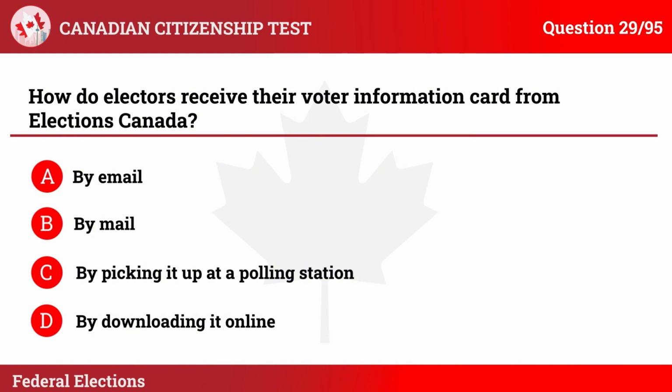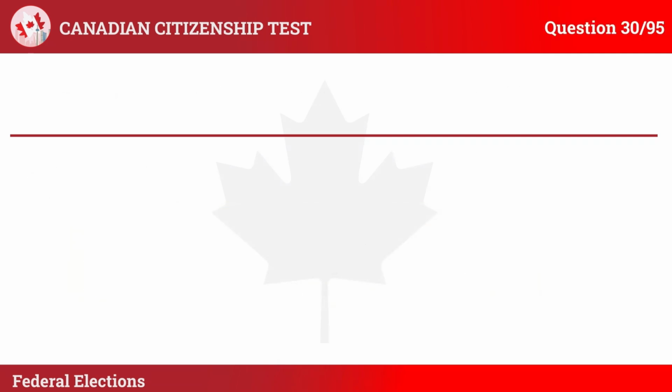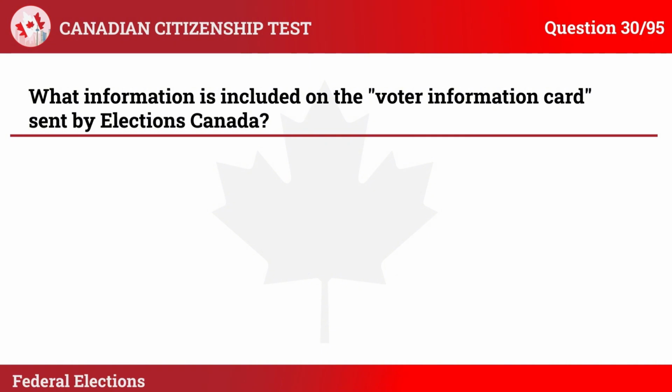The correct answer is B. By mail. Explanation: Electors receive their voter information card from Elections Canada by mail, ensuring all registered voters have their voting information. Question 30. What information is included on the voter information card sent by Elections Canada?